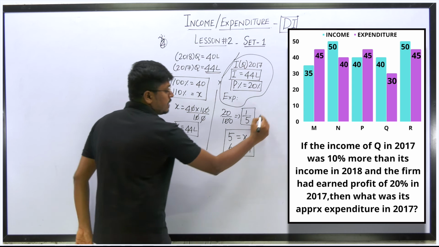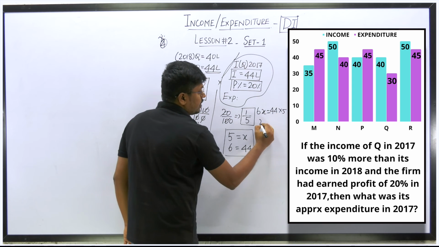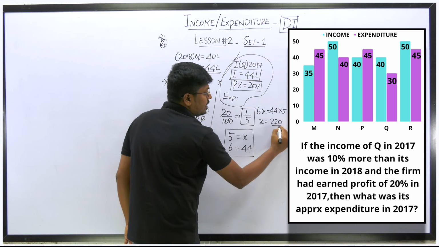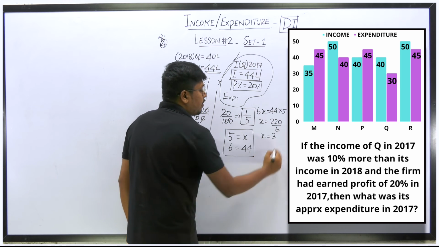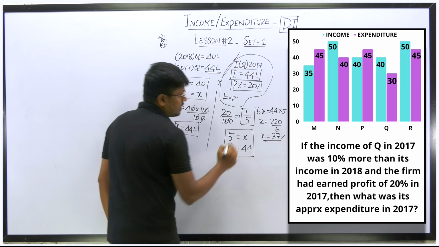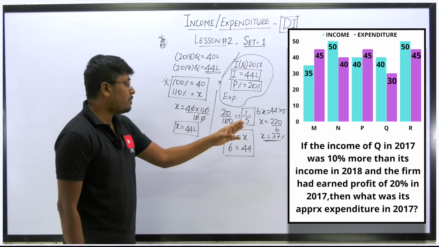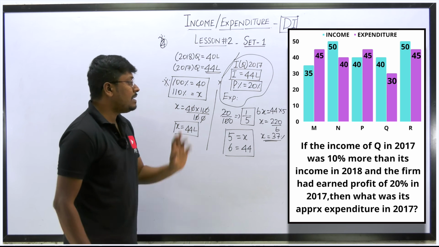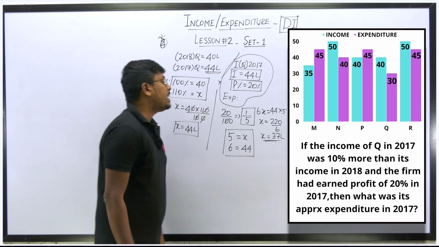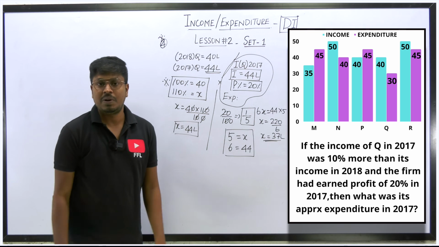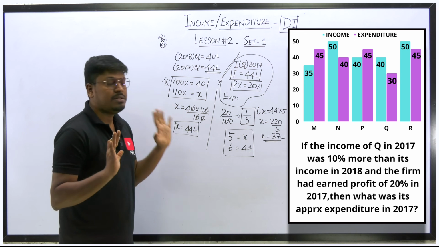Now cross multiply it. So 6x is equal to 44 into 5. So x is equal to 220 divided by 6. So 6 3s are 18. So the remainder, approximately we can keep it as 37, because our target is to find an approximate percentage. So we can say that the approximate expenditure will be 37 lakhs. Got it? So 37 lakhs will be the approximate expenditure of the company. Understood or not? So very easy. Only if you know the concept, you are able to solve this question.